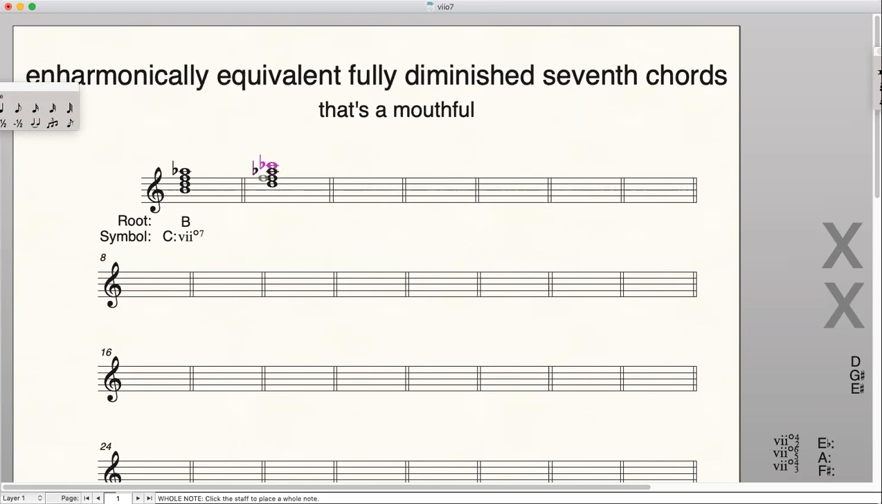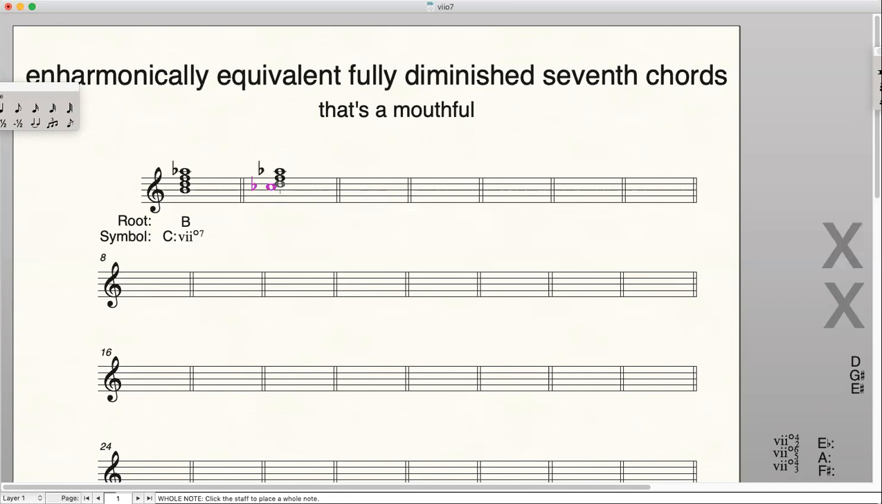Like that. Now, if we want to write it in the identical position so that it's entirely enharmonically equivalent to this previous chord, what you want to do is take that C flat and put it down there. These two chords are identical in terms of how they sound. That's B fully diminished 7. Big surprise there. That's D fully diminished 7 with C flat now as the lowest note.